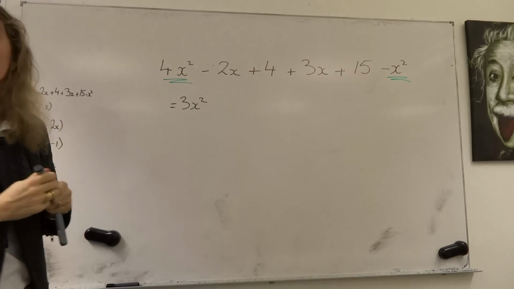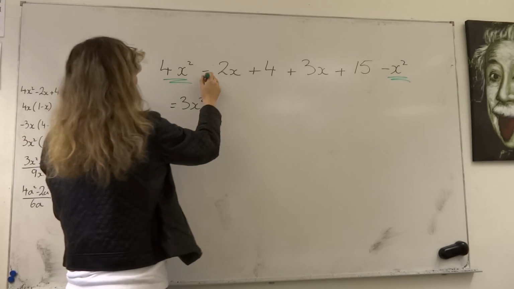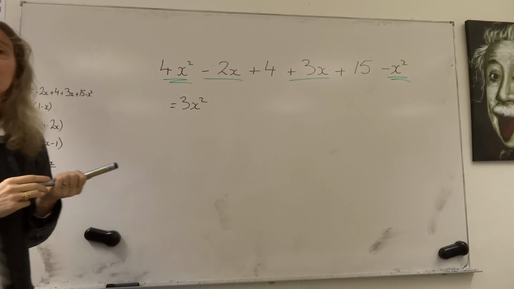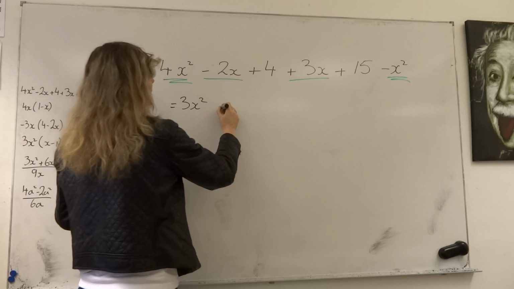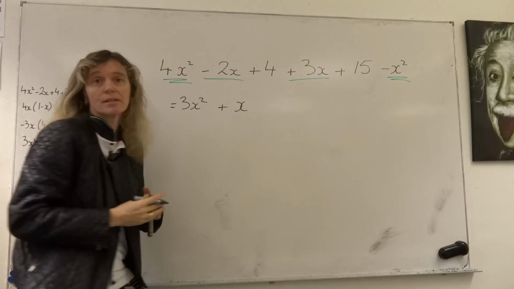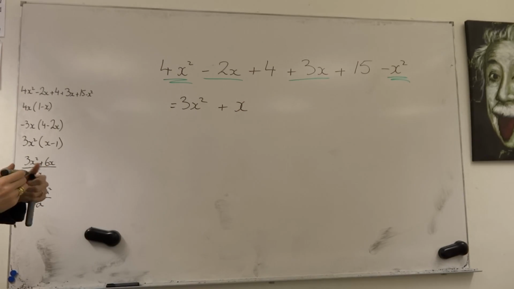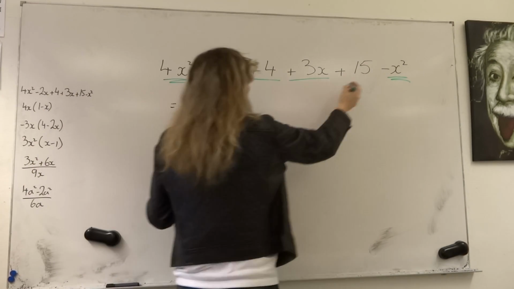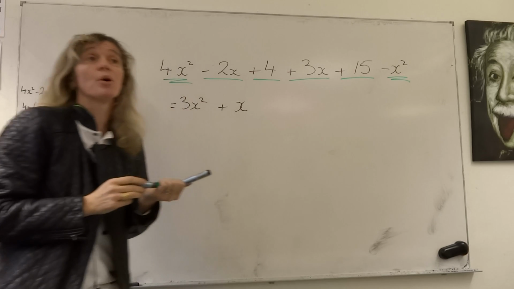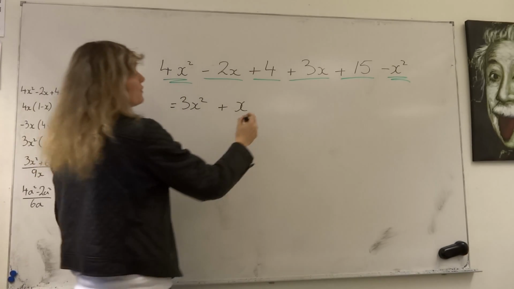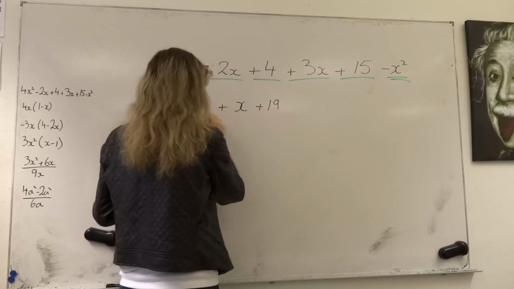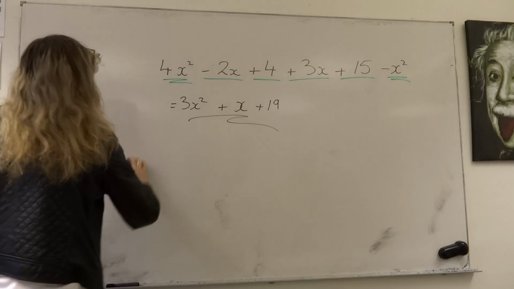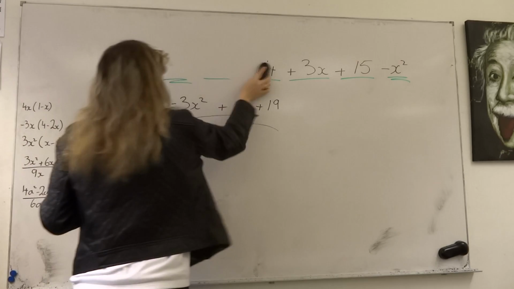Okay, now I'm looking for x's. I have a minus 2x here, and I have a plus 3 here. 3 minus 2 is 1, so that's nice and easy. It just gives us plus x. Now we finish those terms, and the only ones we've got left now are our number terms. We have 4 here, and we have 15 here, and they're both positives in front. 4 plus 15 is 19. So that's how we do that one. Okay, let's take the next one.